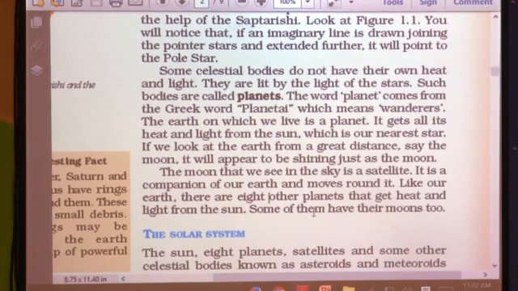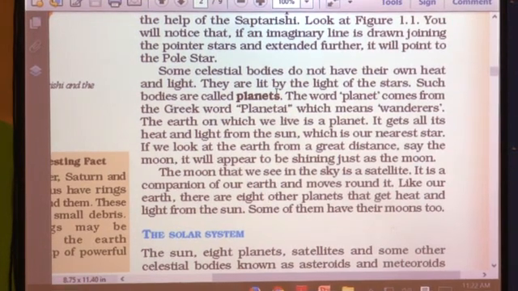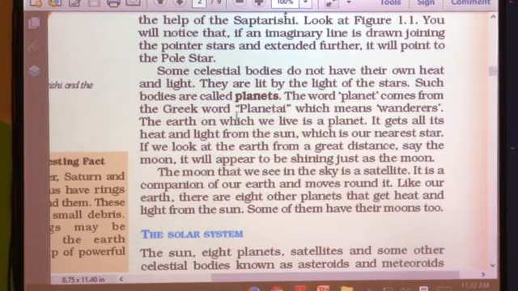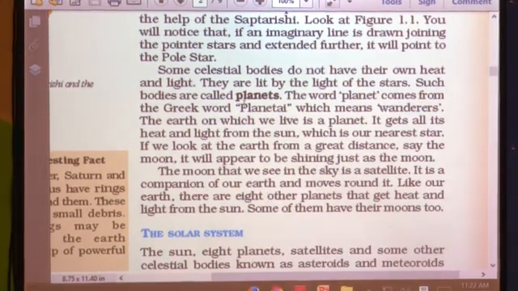So children, again I will show you a small video of the pole star, how to locate the pole star. Okay children, just watch this video.